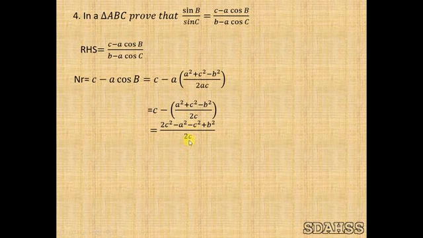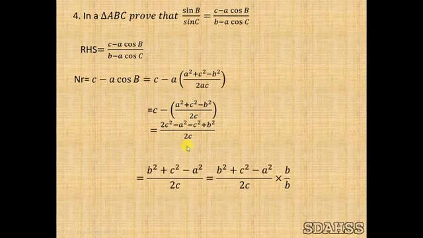Take down the LCM. 2C is the LCM. Then cross multiply. So you have 2C square. Then multiply the minus sign inside the bracket. So you have minus A square minus C square plus B square. 2C square minus C square plus B square minus A square divided by 2C. Multiply the numerator and denominator by B. So you have B into B square plus C square minus A square divided by 2BC. Now this is cos A. So B cos A.